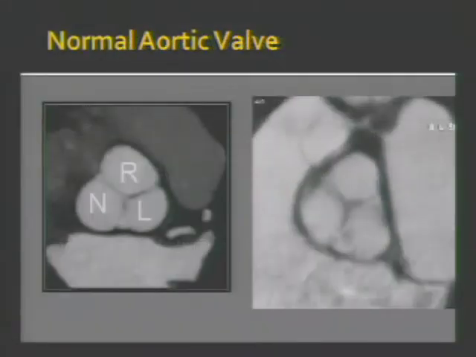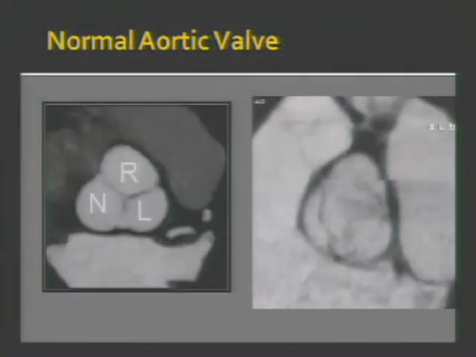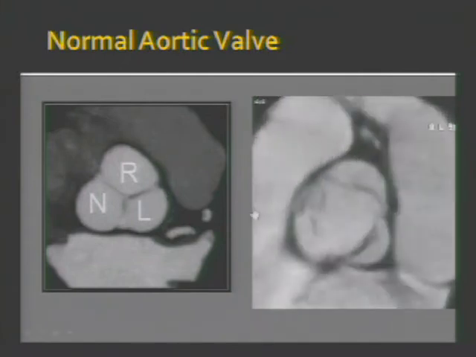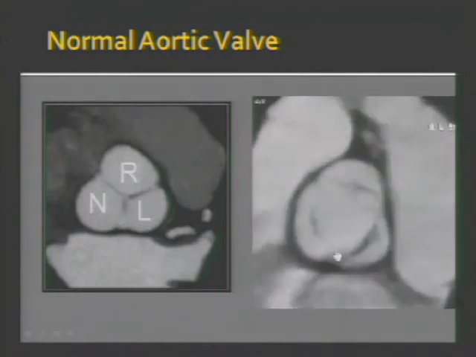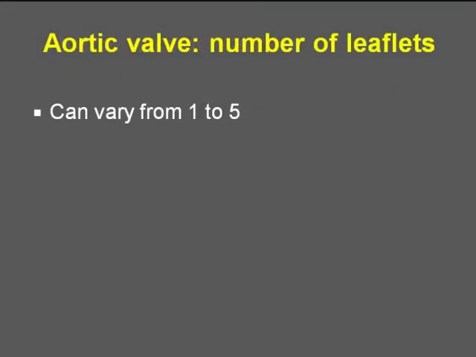So here is the normal aortic valve. Now, in terms of number of leaflets, this is most applicable to the aortic valve. As I mentioned, this is a tri-leaflet valve, and this is a cine image from a CTA, and you can see that the valve opens well and it completely coapts. Now, the aortic valve leaflets can be variable, and they've been reported to range from 1 to as many as 5.